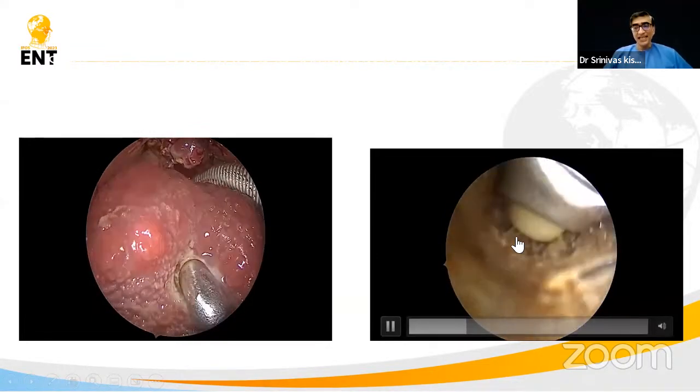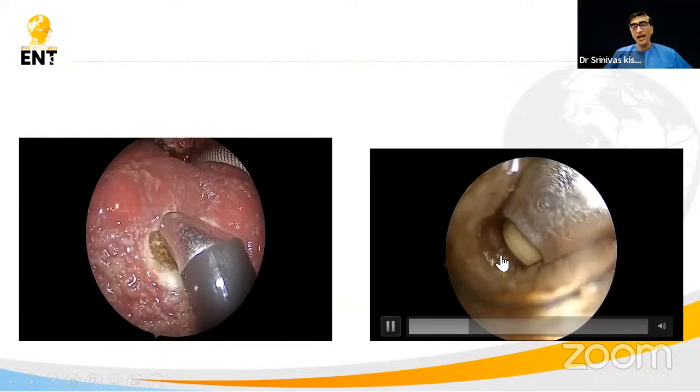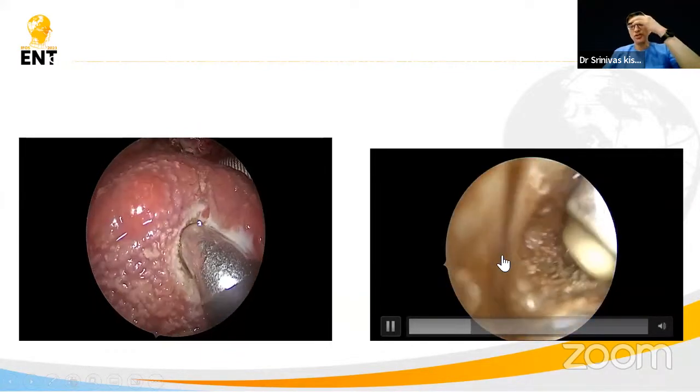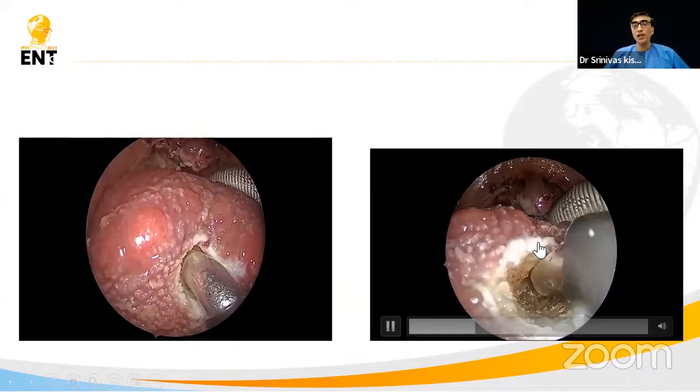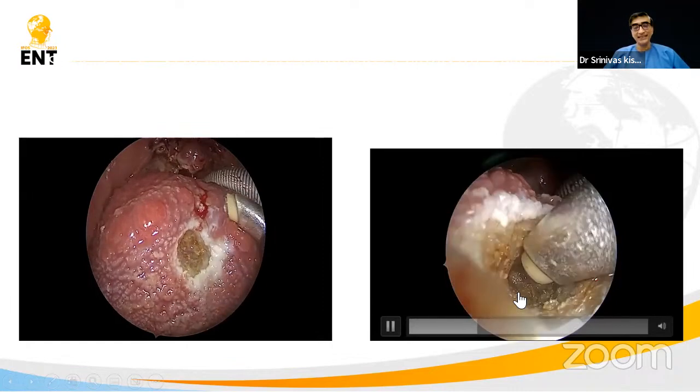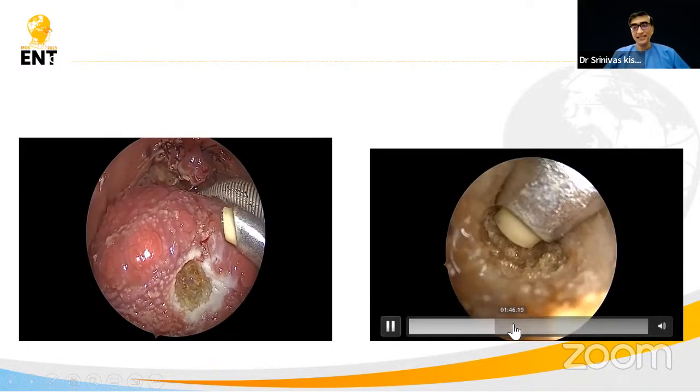As you can see, with the Coblator wand, you have to be very careful not to go too laterally. As you can see, this whole thing will just collapse inside, like this.